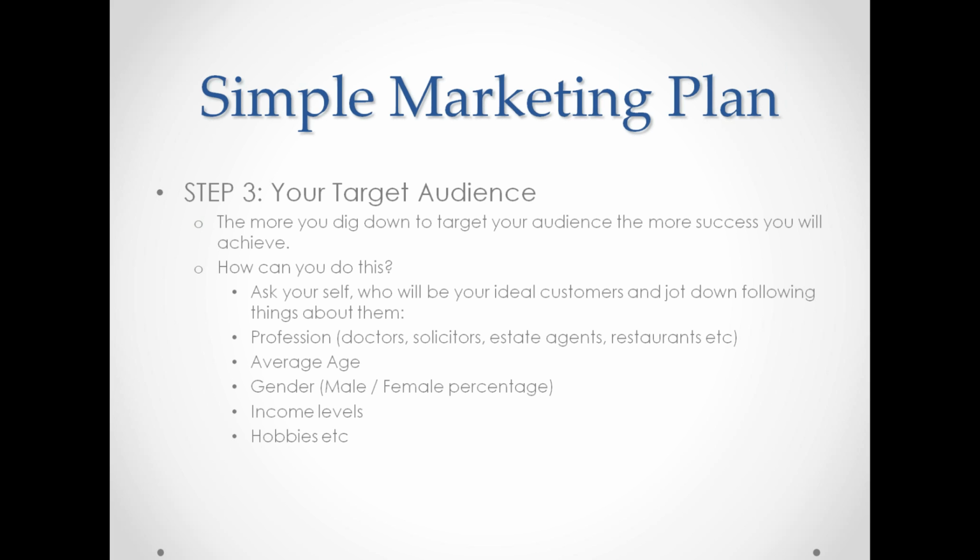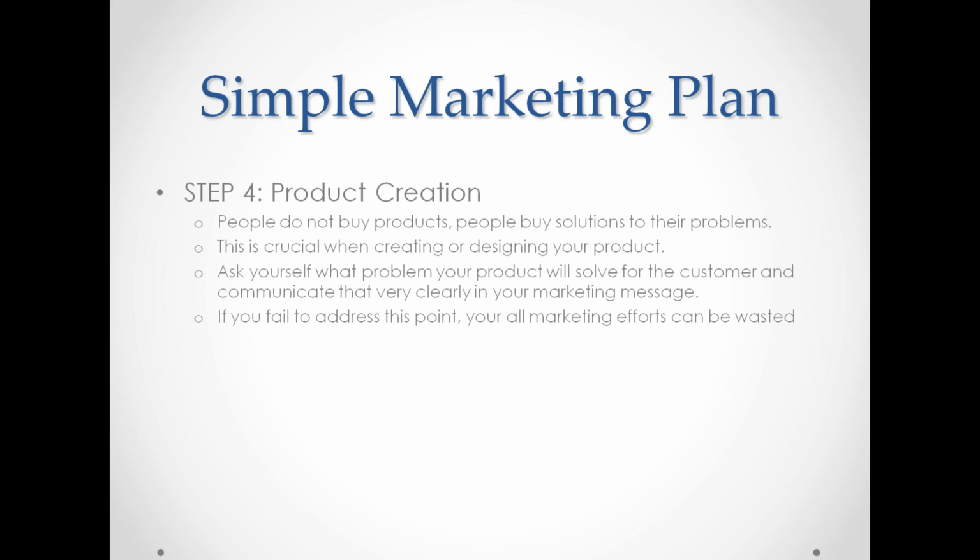Step 3 in our simple marketing plan was your target audience. The more you dig down to target your audience, the more success you will achieve. So how can you do this? Just ask yourself who will be your ideal customer and jot down the following things about them: their profession, the average age, their gender, their income levels, their hobbies. Within usability, we call this persona typing. So we're trying to figure out who our customers are, what their backgrounds are, what their demographics are, because that's going to help us to gauge our campaigns.